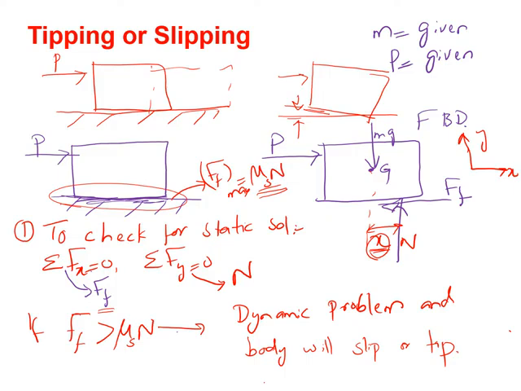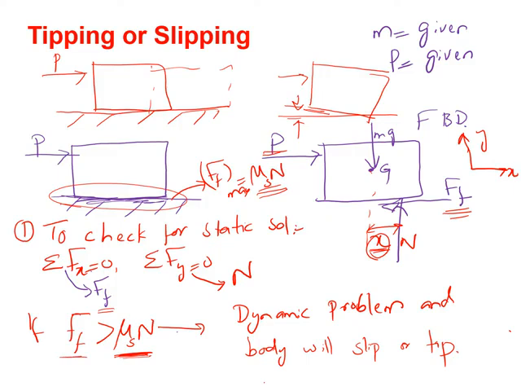Find the value of the friction force Ff. Basically, how can you find the friction force? This friction force has to be equal to P in the present case. So compare it with the maximum value of the friction force, which is mu_s times N, and if Ff is greater than mu_s times N, this means that this is the maximum static friction force possible.